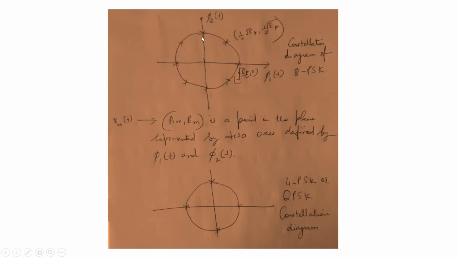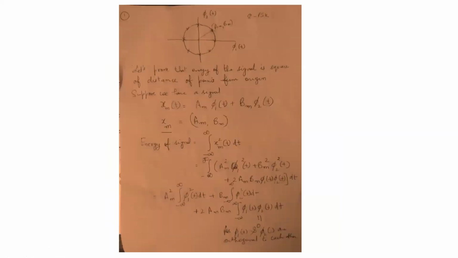All right, so this is the constellation diagram of 8PSK, and we can also choose to draw the constellation diagram for any combination of signal points, whether it is 4PSK, 8PSK, or 16PSK. The theory remains the same.